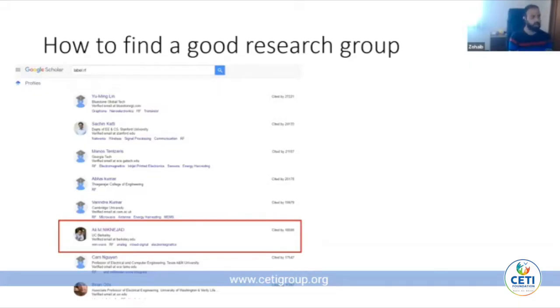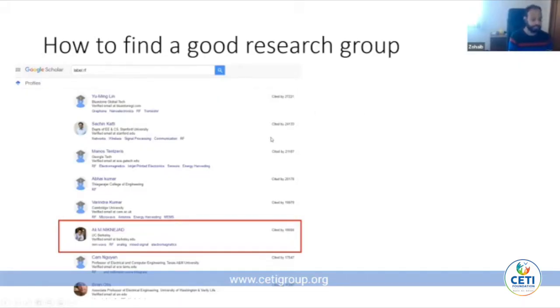So what you could do in Google Scholar is search for the fields you are interested in. I'm interested in radio frequency electronics, right? So RF is a commonly known term when you're doing a search. With this keyword of RF, I will start looking for professors who are doing radio frequency research. And you can filter this by number of citations.